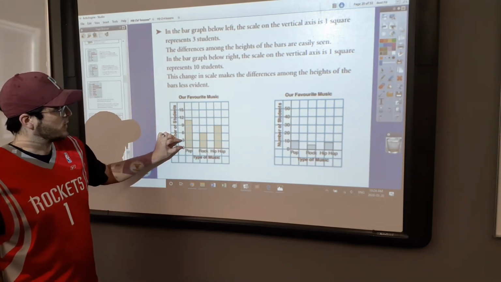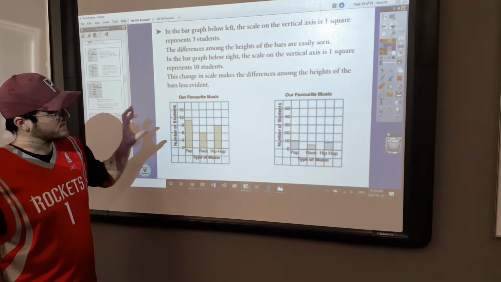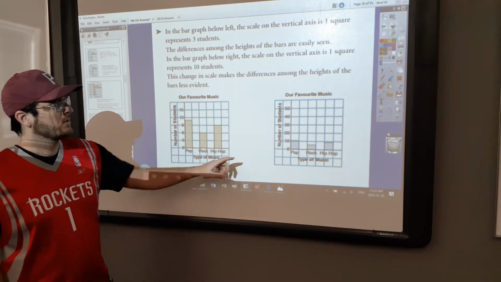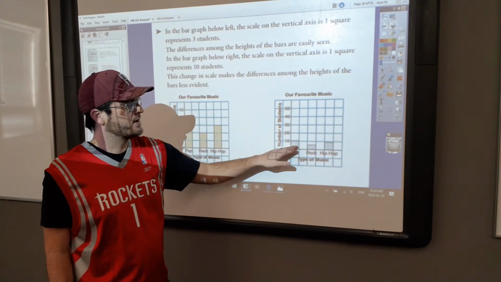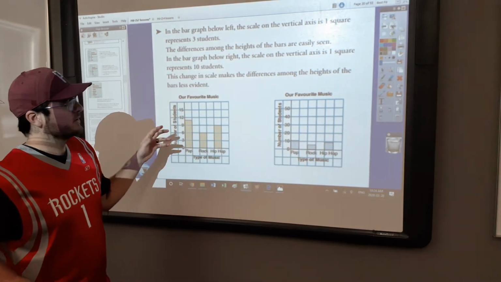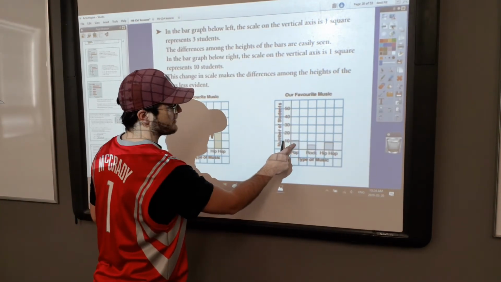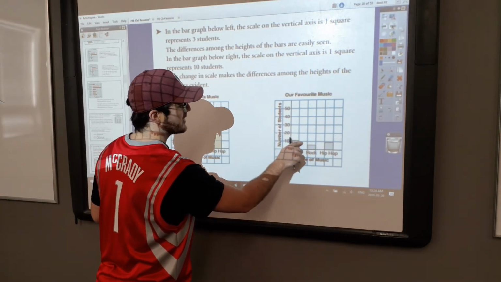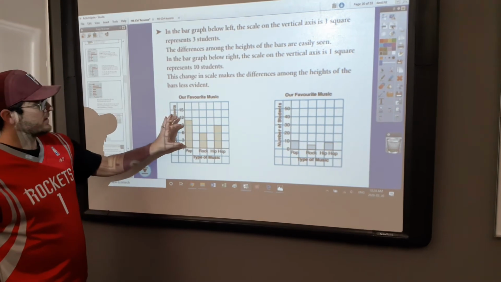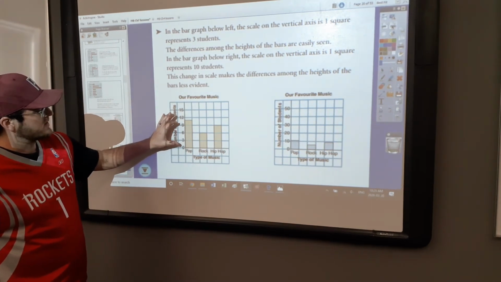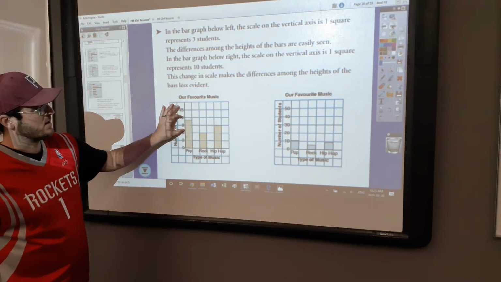Each square represents 3 over here, so it's kind of zooming in on the graph a little bit, whereas each square only represents 10. So this one, when I look at it, it looks like pop, rock, and hip hop are fairly even. We still know that this is the most popular one and this is the least, but it doesn't look that extreme. But if I look at this one, it looks as if pop is almost double rock.